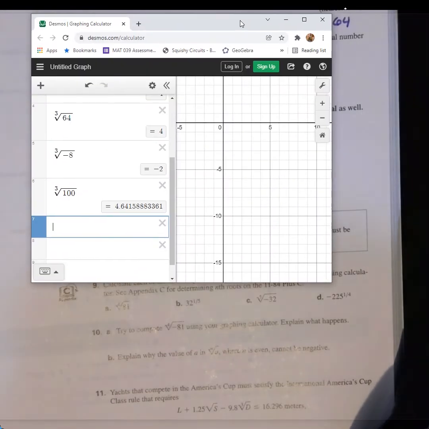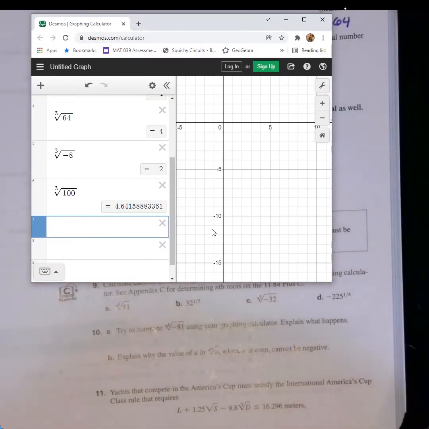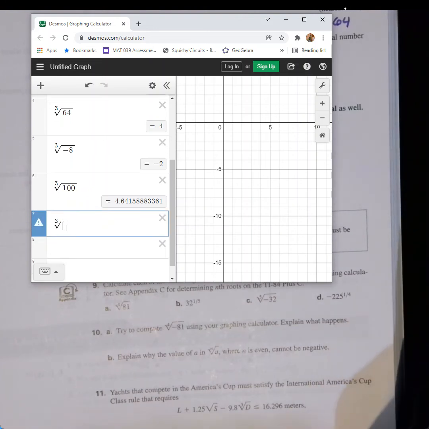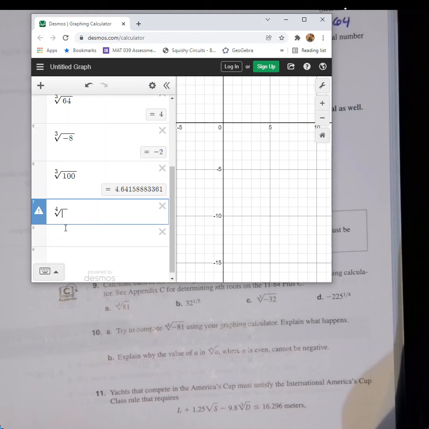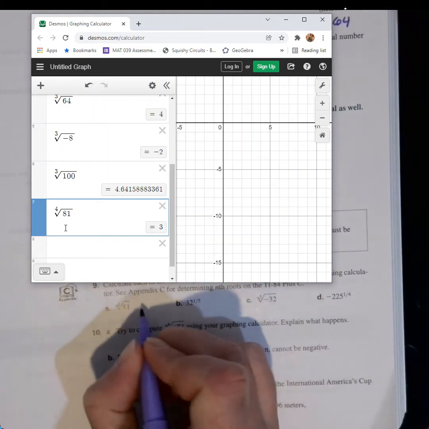When I get to the fourth root, I don't think that there is a way of typing it in like I do with the cube root. Although if you do, make yourself a cube root. I know that you can go back and change your index. So that's one way of typing it. I don't think I can type in fourth root though. But I can do the fourth root of 81 like this. And so it's 3.